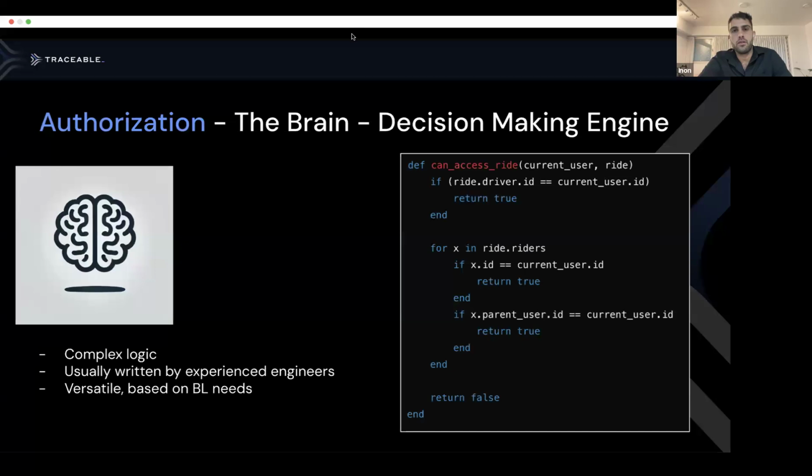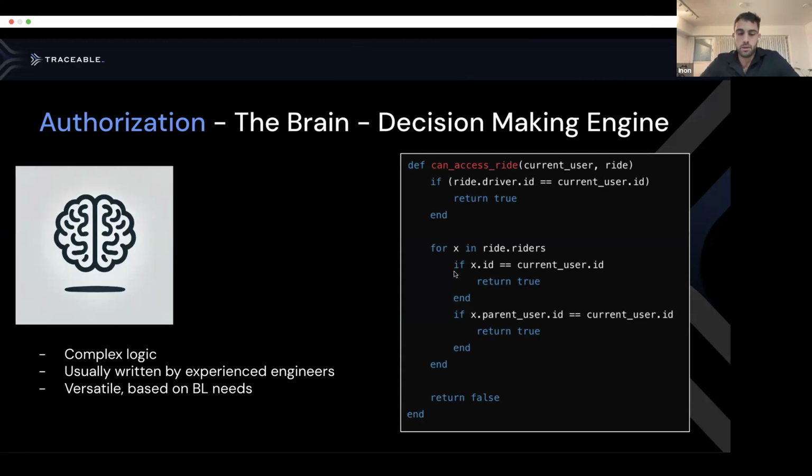So let's say that, talking about the scenario of Uber, you might need a function that is more complex to make sure that one user has access to a specific ride. So as you can see here, this function requires more complex logic. It's not just a one-to-one correlation to make sure that the profile picture belongs to the current user. It's something that requires more logic.